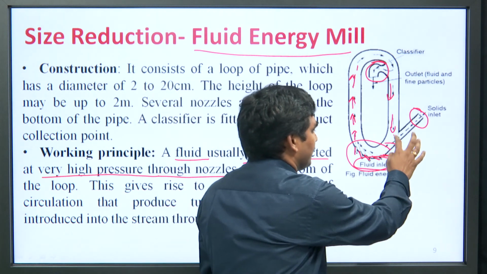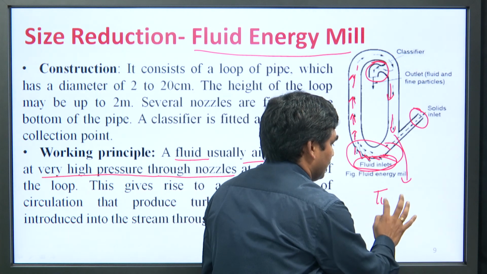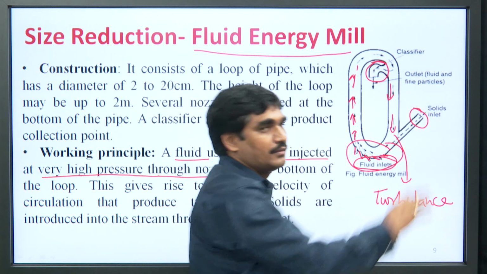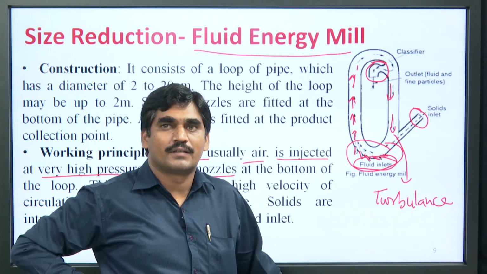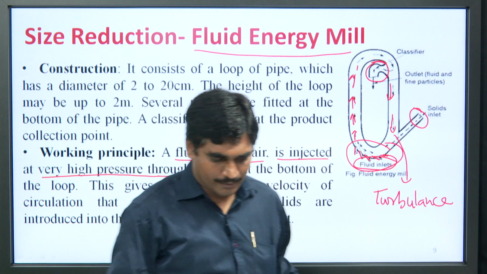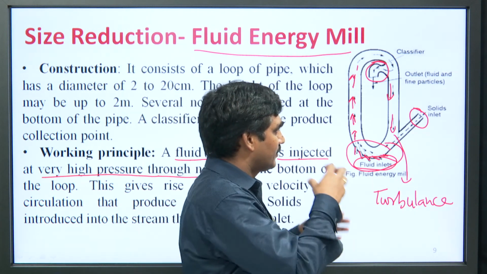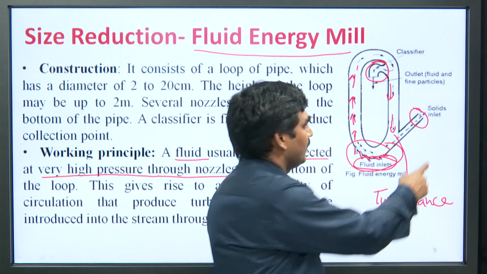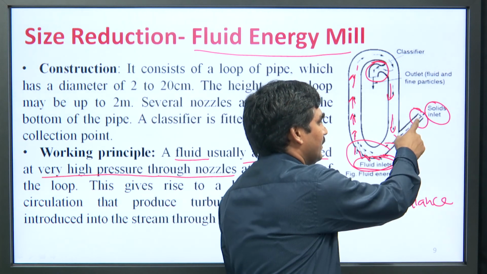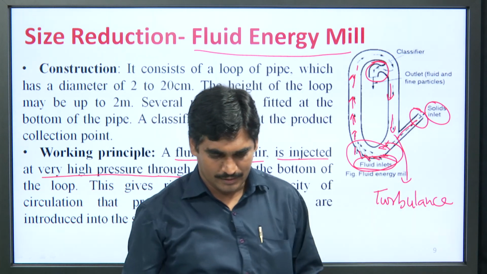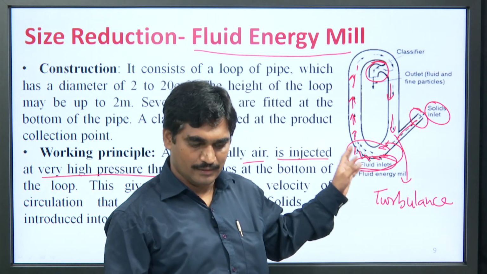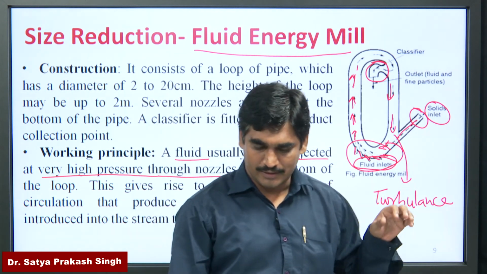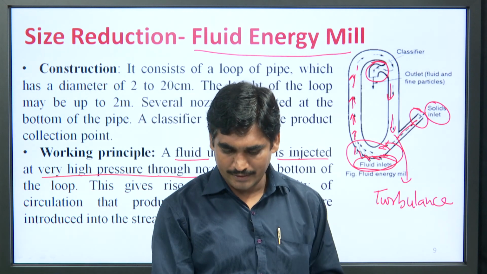What does it create? Turbulence. It creates turbulence in the mill. The solids which are subjected to size reduction are entered through the solid inlet position, and are introduced into the stream of air through the feed inlet.